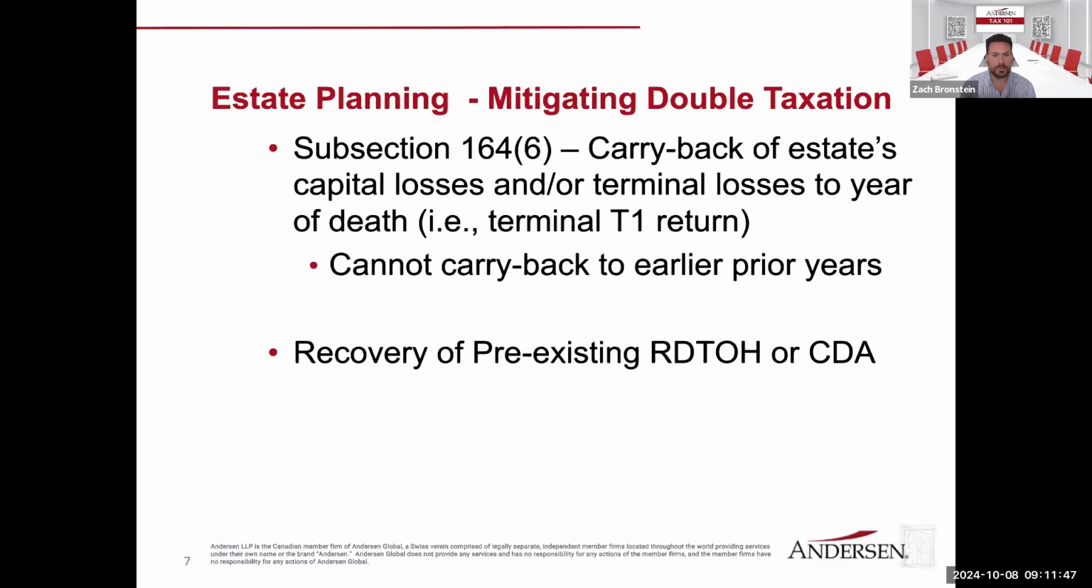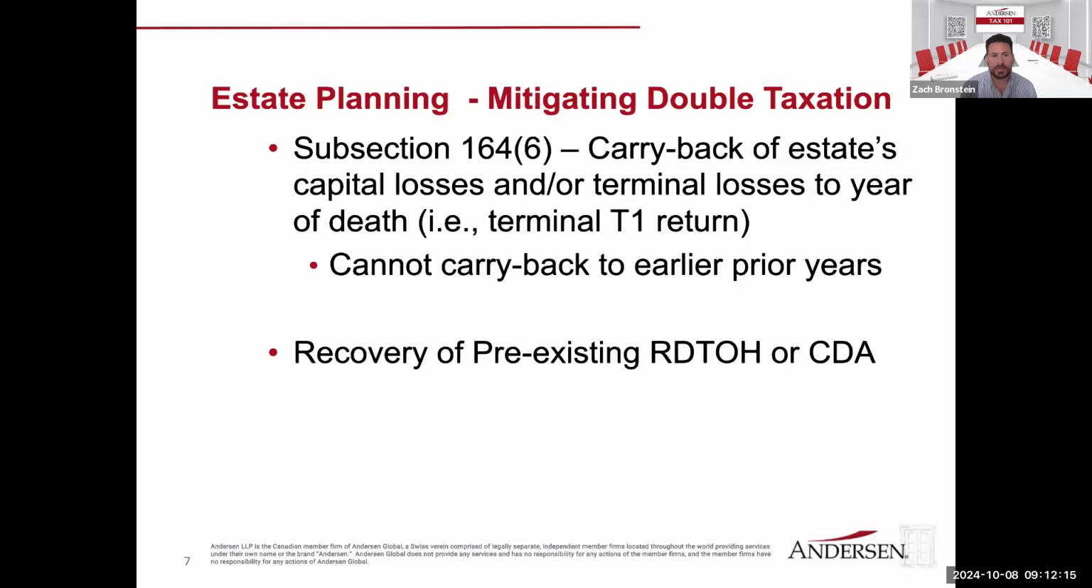And so one of those forms of tax planning that an estate can do is what's referred to as a subsection 164.6 loss carryback. And so, as Atif explained, when those shares get redeemed, you have a taxable dividend, which is giving rise to that $4.2 million tax bill that Atif listed.